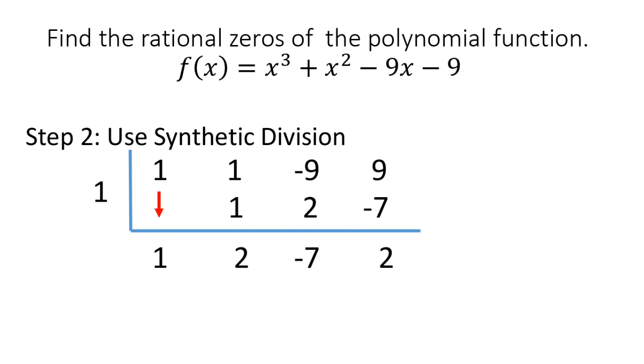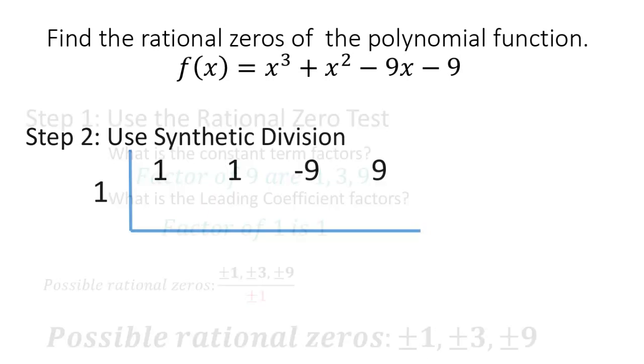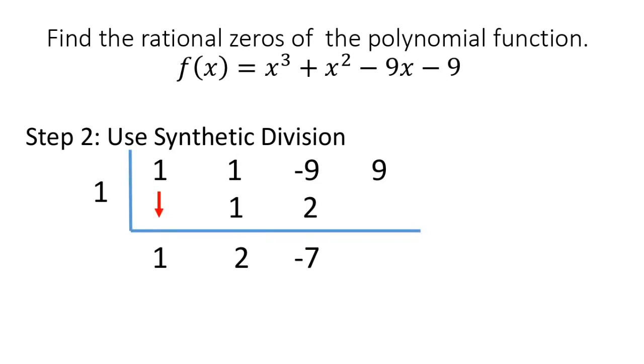Now let me say one more thing before we move on. Let me go back to this slide. Notice here that I have the plus and minus because you want to include all the different factors, so we include the negative as well. The next number that I like to try is negative 1. So we do the same process. Negative 1 times 1 is negative 1, plus 1 is 0, times negative 1 is 0, plus negative 9 is negative 9, times negative 1 gives me a positive 9.